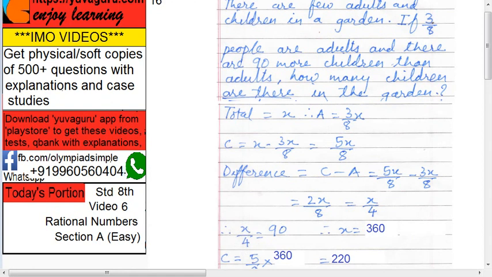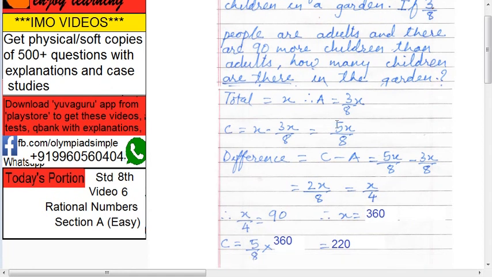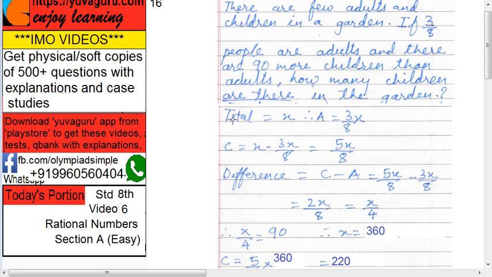So we want the children now. Children are what? 5x/8. So 5 times 360 divided by 8. So it becomes 225. Got it? Solve it yourself.